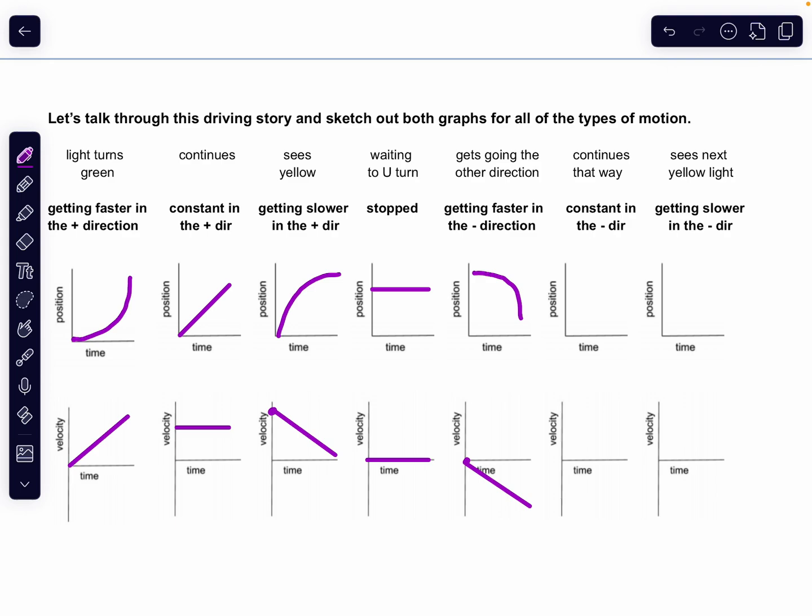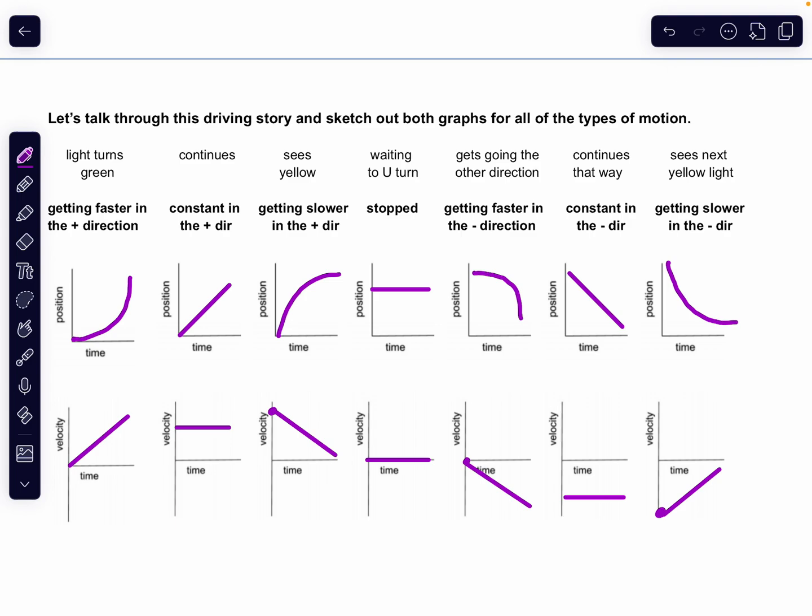Constant in the negative direction, we're going to have a position-time graph that looks like this. So we are going at a constant velocity, and we're going to have a velocity-time graph that is a straight line, just horizontal. And then we're getting slower in the negative direction. So instead of speeding up, we're slowing down. So in this case, our velocity is starting at a high velocity and ending at a low velocity. So I must have a steep slope in the beginning and end with a shallow slope.